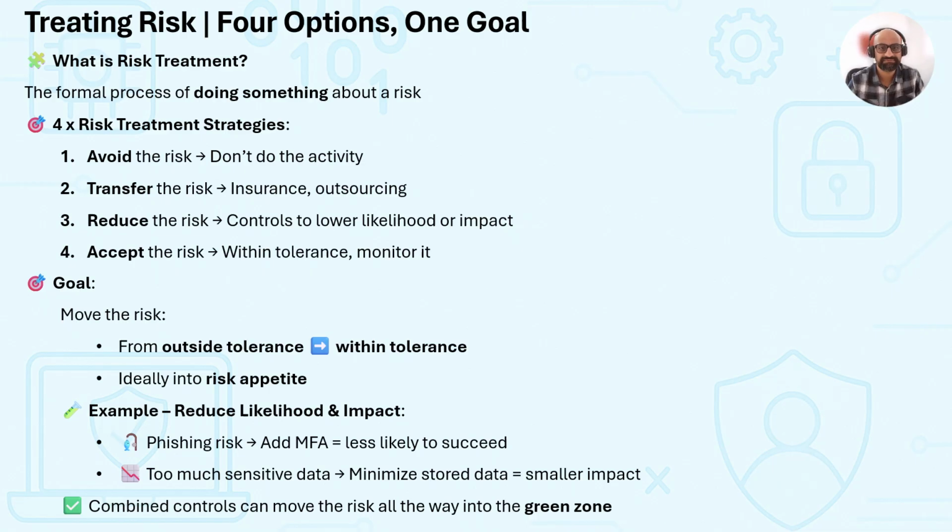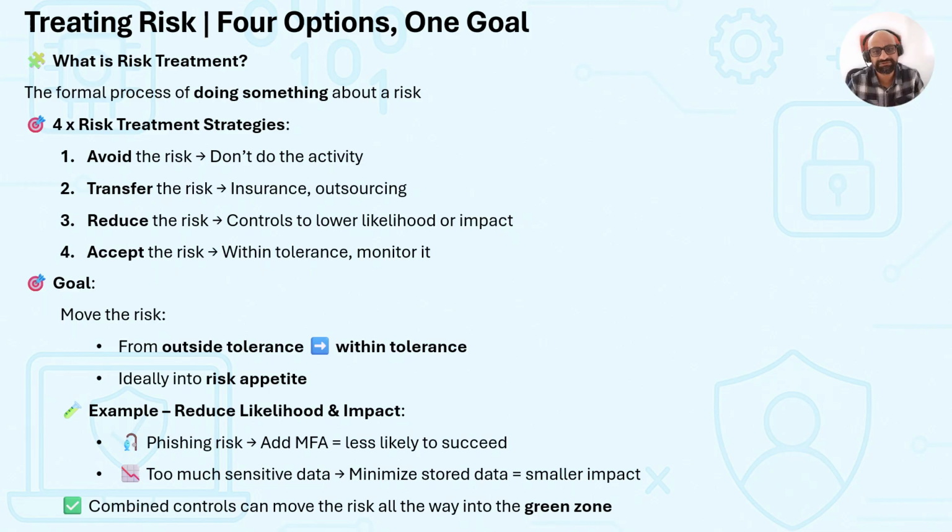First, avoid it. Just don't do it. This could be rejecting a new fintech integration because the data risk is too high. Avoiding risk can save you, but it often means walking away from opportunities as well. For example, in 2019, some UK banks decided not to launch certain cryptocurrency linked services despite customer demand. Why? The compliance and fraud risk were judged too high compared to the potential gains.